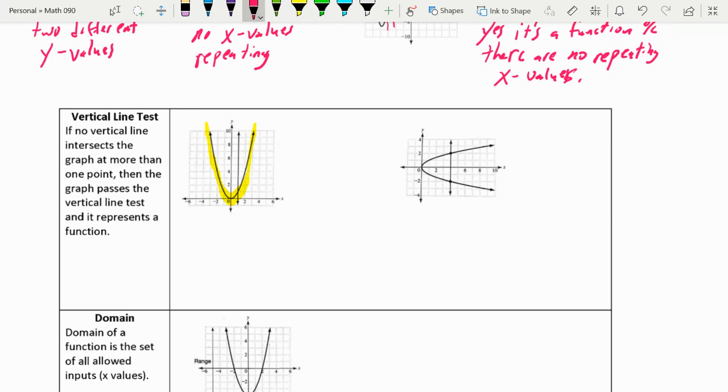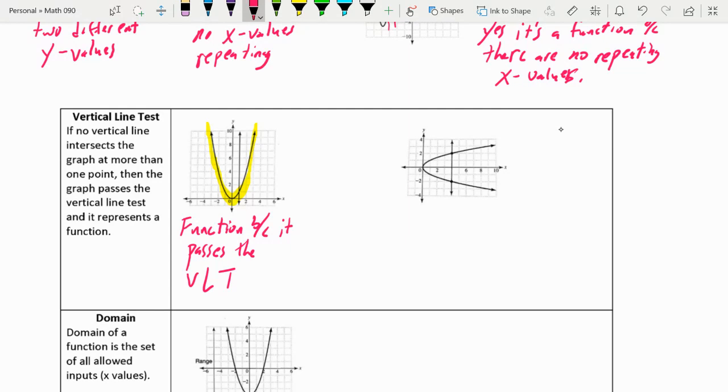No. So this is a function because it passes the vertical line test. I'm lazy, so I'm just going to put VLT. It passes the vertical line test. Now, I know sometimes it's a little bit tough to figure out just seeing one, so let me show you with this one. Let's look at this graph here.